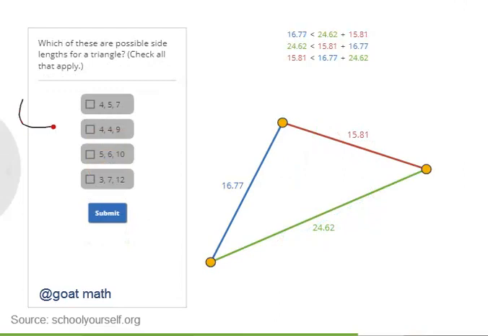Excellent! Next, take a look at these numbers here. Which of these are possible side lengths for triangles? So for example, could the 3 sides of a triangle have lengths of 4, 5, and 7? What about 4, 4, and 9?